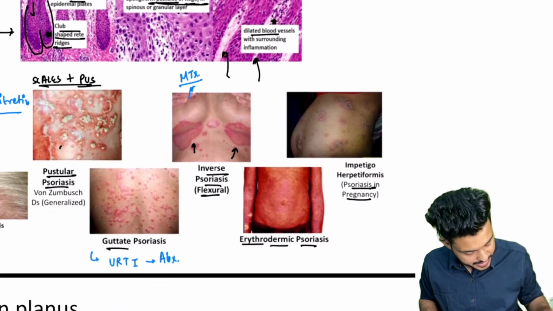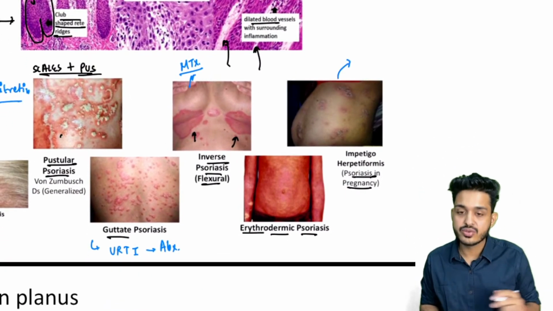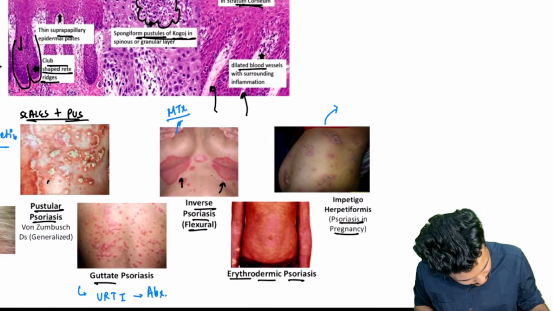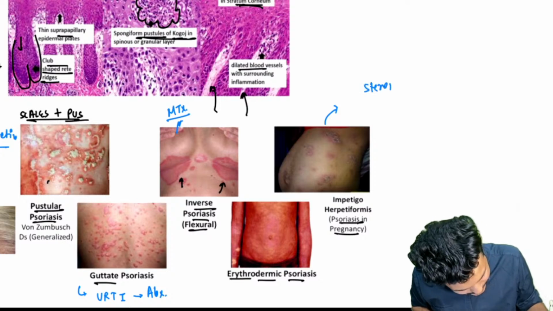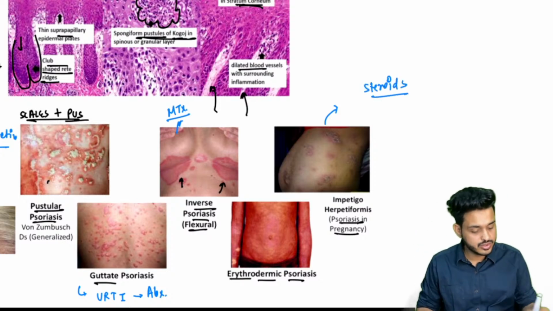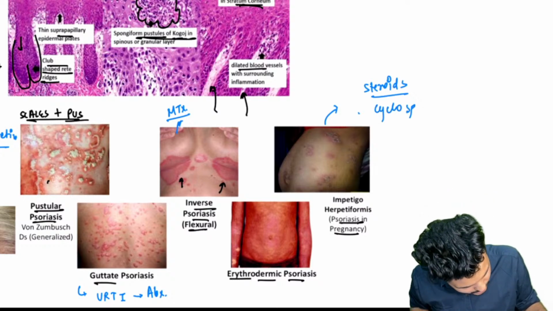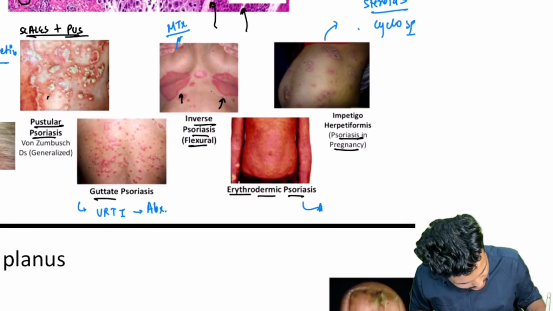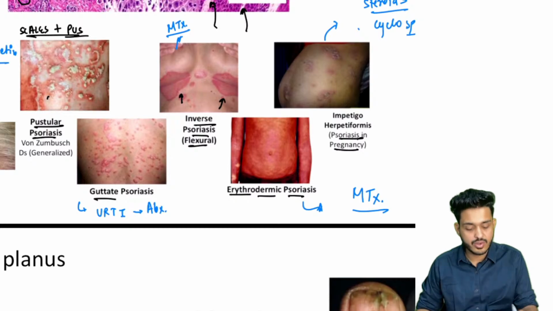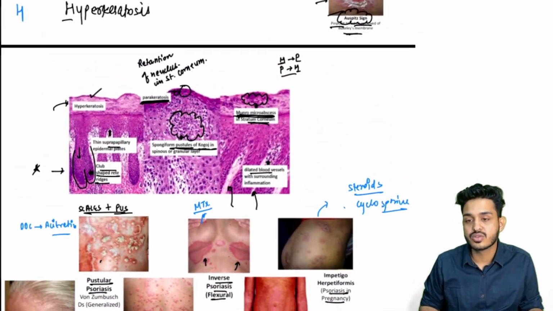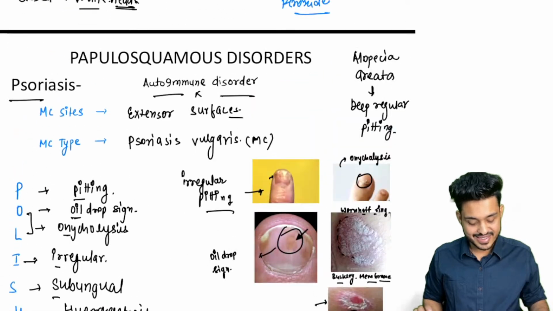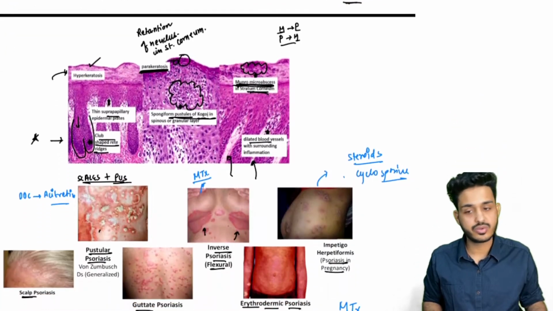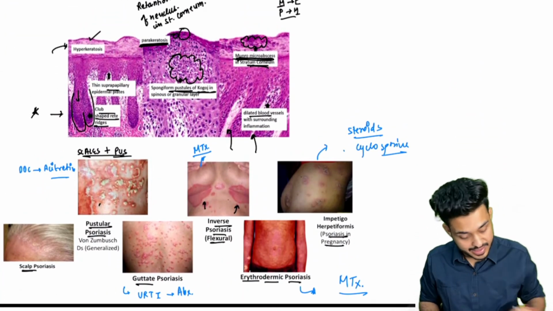Okay, methotrexate. In impetigo herpetiformis we cannot use methotrexate because the patient is pregnant, so we can use another drug, that is steroids. Okay, we can also use cyclosporine. Okay, in erythrodermic psoriasis also we can give methotrexate. Okay, so these are the treatments of the psoriasis and important points about the psoriasis. From these two slides you can expect at least two questions, right?